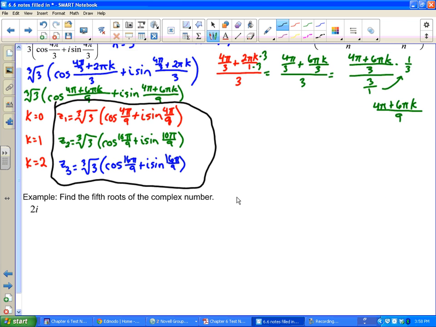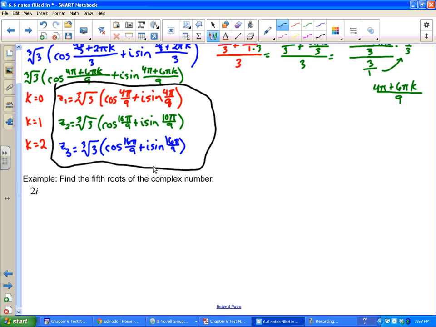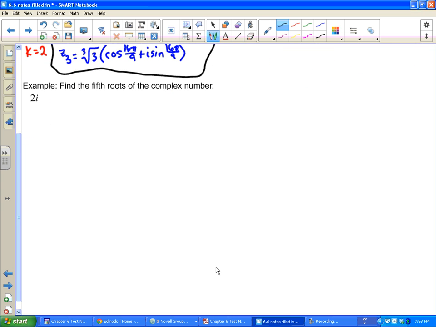So now, that was that first example. Let's do this bottom example now. Find the fifth roots of the complex number. So n is 5. Okay, the next thing we did in the last problem is we looked at the r and the theta, and oh, 2i, that doesn't have an r or a theta. So the first thing you're going to have to do actually is turn this into trig form.